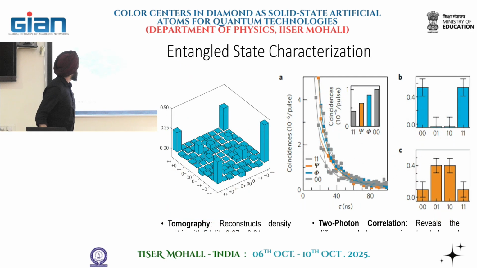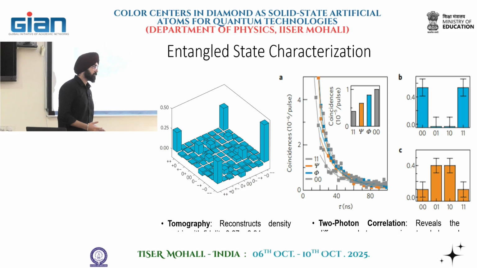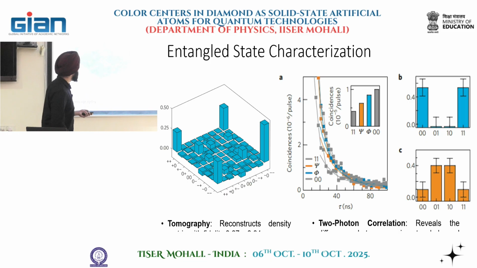Okay, so now once we have achieved an entangled state, the next task is to measure the entanglement, or to quantify the entanglement. That can be done using quantum state tomography. So our density matrix was reconstructed using quantum state tomography, and approximately 0.67 fidelity was obtained with respect to the initial state, like the target state.